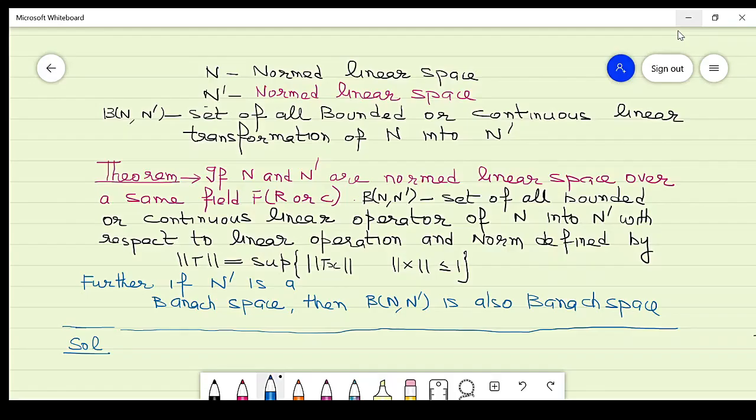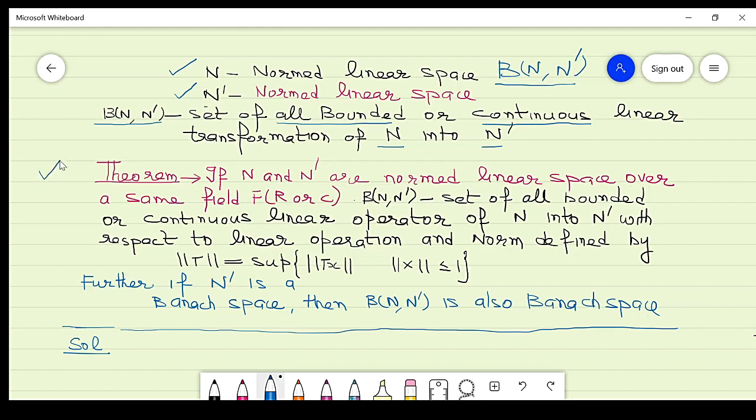So our next topic is, if N is a normed linear space and N' is also a normed linear space, then B(N, N') is the set of all bounded or continuous linear transformations from N to N'. So remember, this is the definition of the set B(N, N'), which is the set of all bounded linear operators from N to N'.